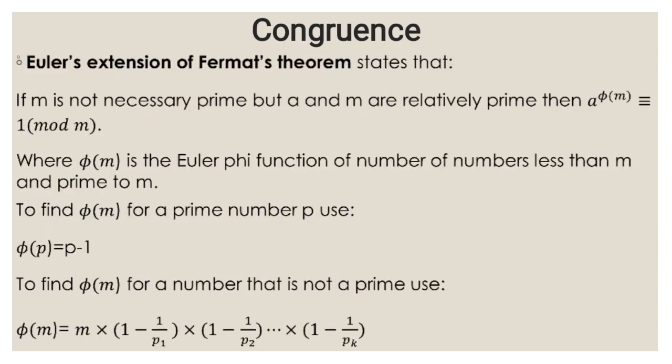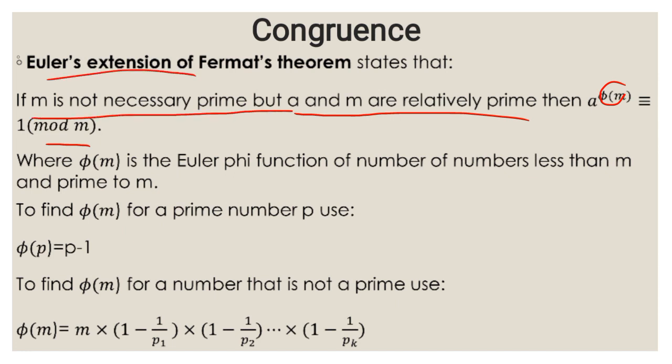Okay, next is what we call Euler's extension of Fermat's theorem. This states that if M is not necessarily prime, but A and M are relatively prime, then A raised to the Euler function of M is congruent to 1 modulo M. That's what Euler's extension states.